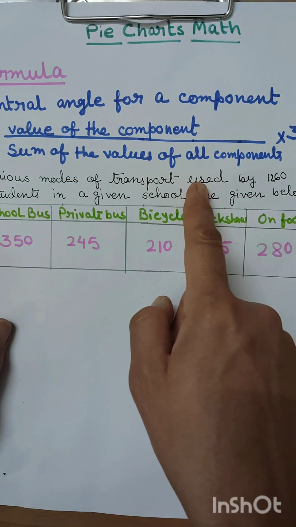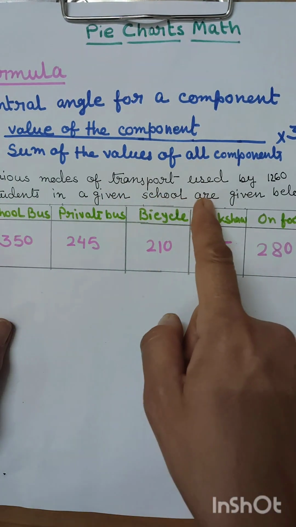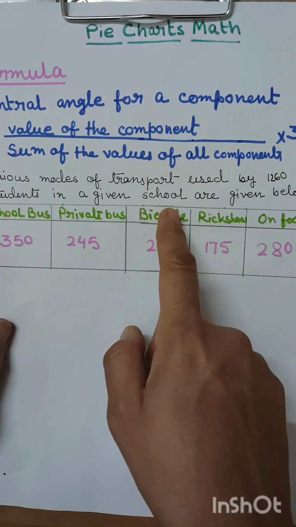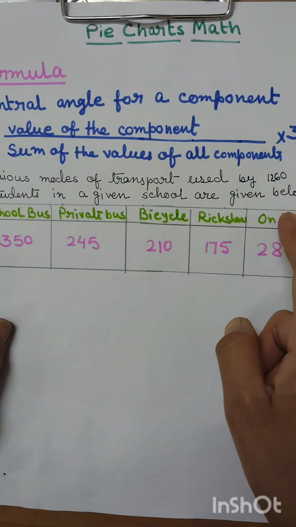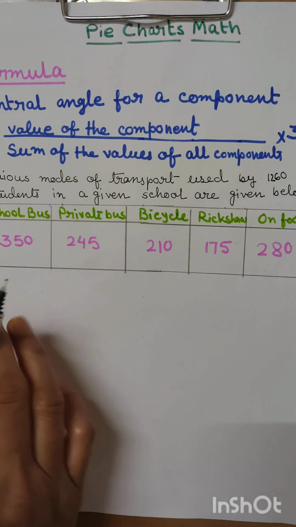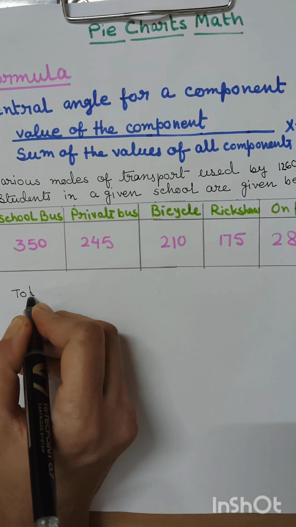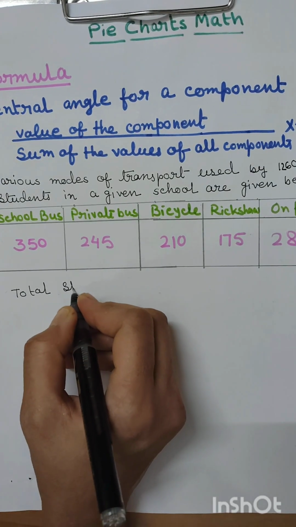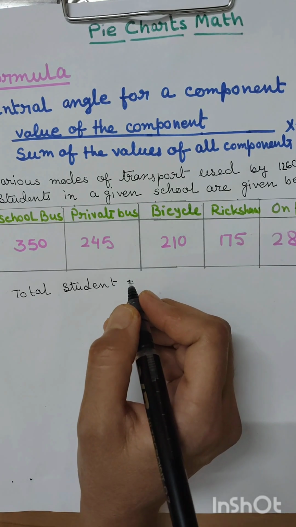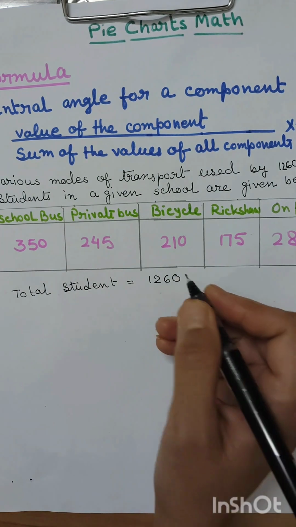Now, I start the maths. Various modes of transport used by 1260 students in a given school are given below. School bus 350, private bus 245, bicycle 210, rickshaw 175, on foot 280. Next, what am I doing? Look. First, write the total students. Total students equal to 1260, because it is given in the question.